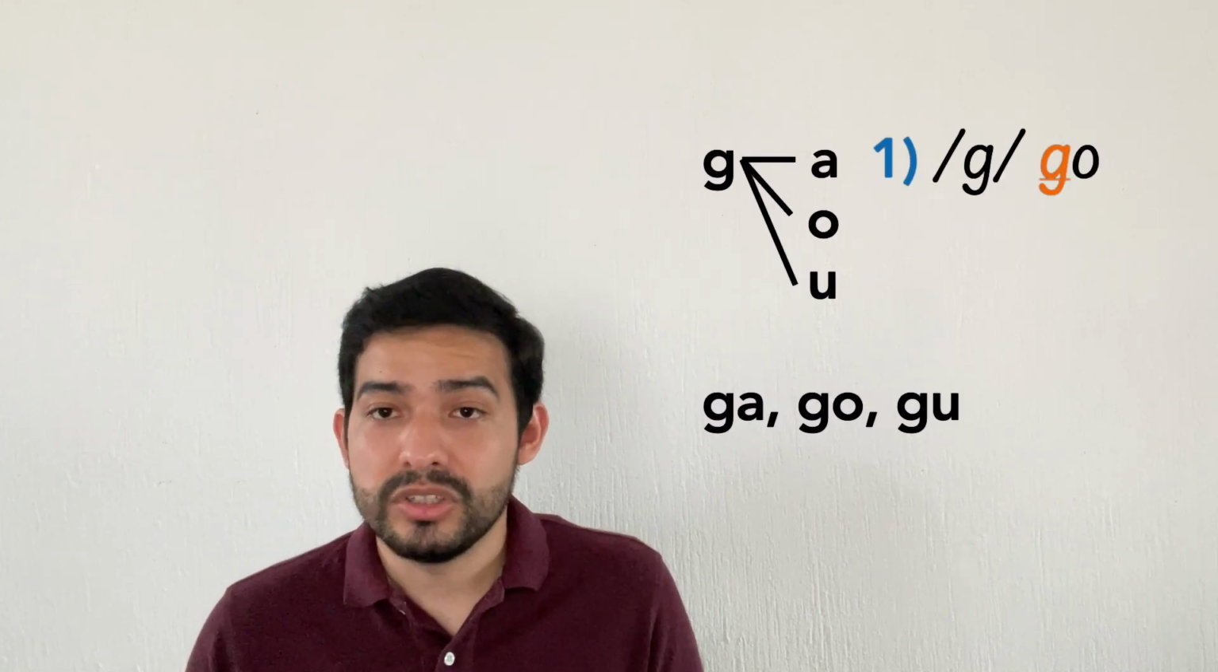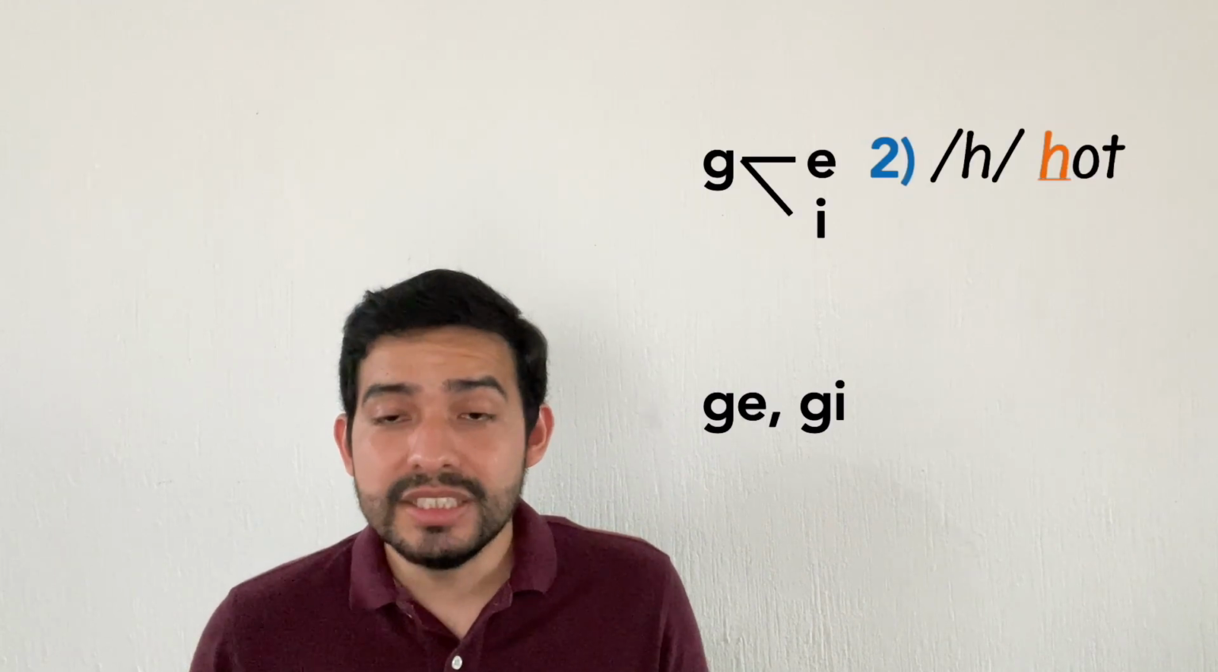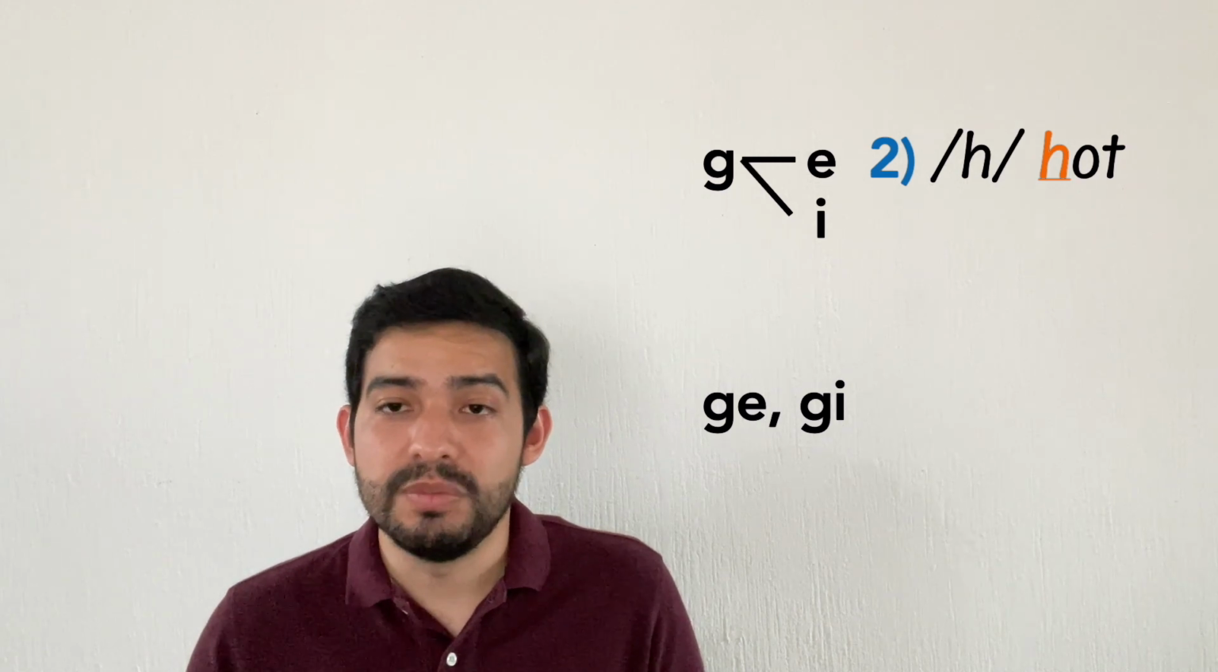The letter G also has two different sounds. Before A, O, and U, G sounds like the G in the English word go. So this would be ga, go, and gu. But before E and I, G sounds like the H in the English word hot. So this would be ge and gi.